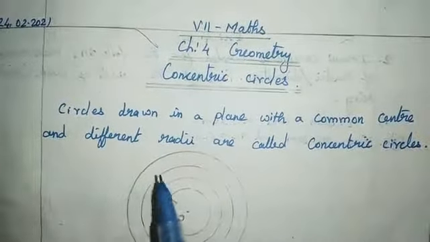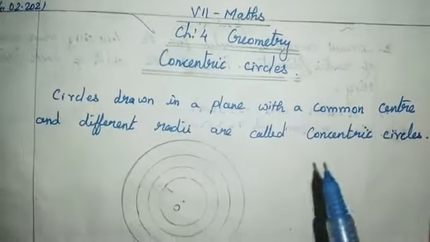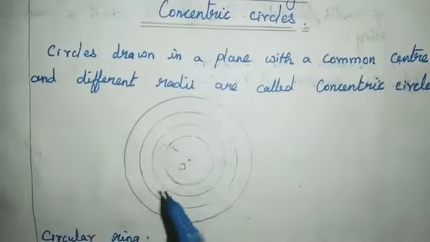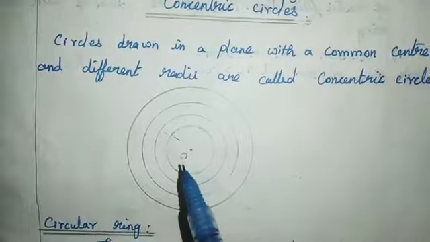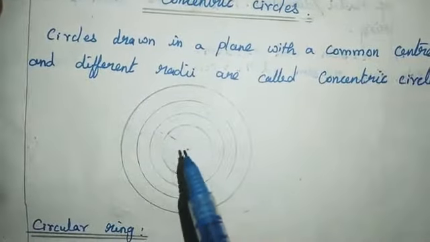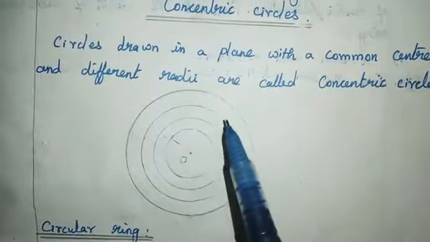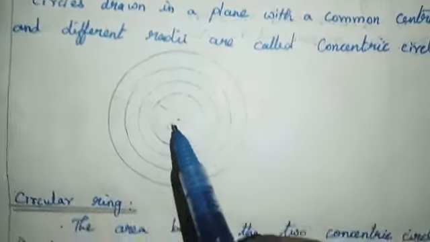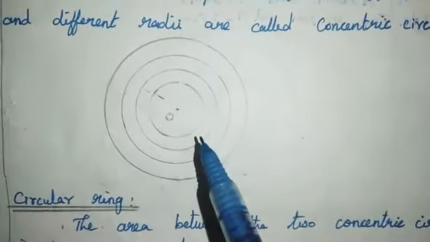Circles drawn in a plane with a common center and different radii are called concentric circles. These are concentric circles. Here, these circles are drawn with the same center O but with different radii. The radius of the first circle, second circle, third and fourth are different, but the center of the circles is the same, that is point O. These circles we call concentric circles.